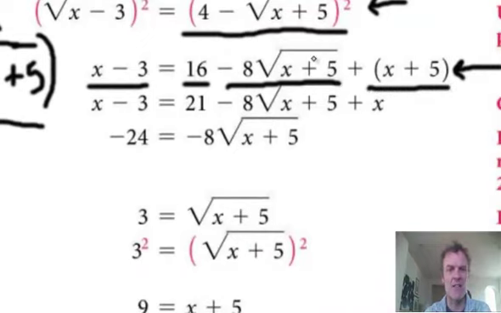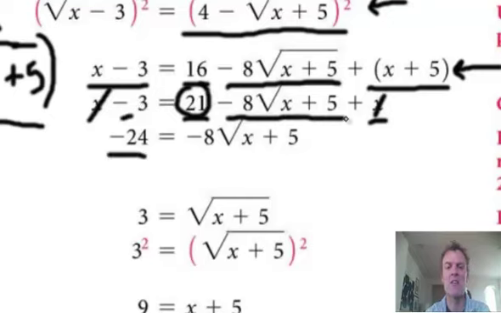Now then, 16 add 5, that's where the 21 comes from. We've still got the x here, and the negative 8 root x plus 5. The x's cross off on both sides. If I take away 21 from both sides, that gives me negative 24, and I've still got the negative 8 root x plus 5. Now, if I divide both sides by negative 8 to get rid of the negative 8 next to the root x plus 5, I'll end up with 3.